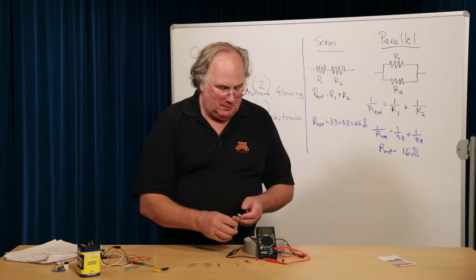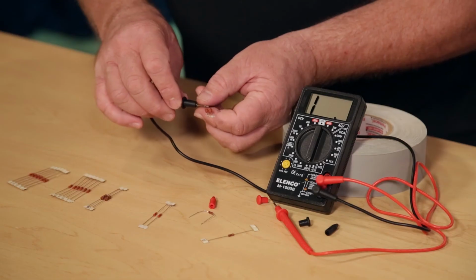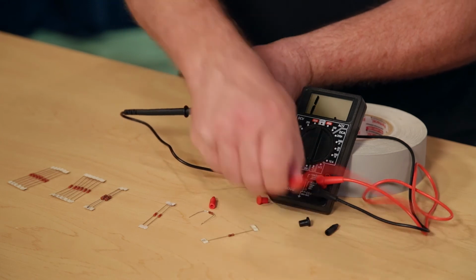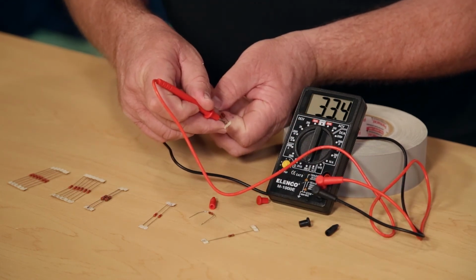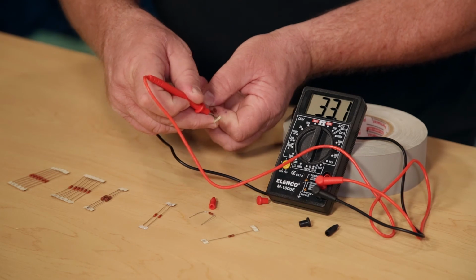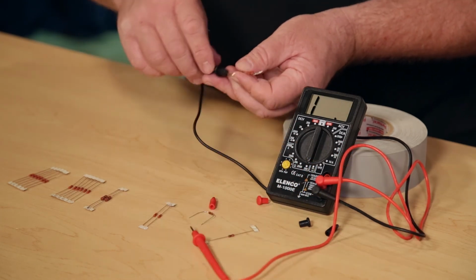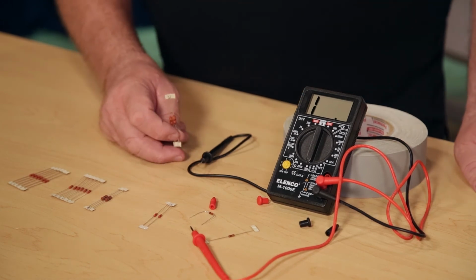If the numbers are not clear, you can measure them with the meter. You just put a probe on either side and it will tell you. Right now it's telling me this particular resistor is 33 ohms, which is about what it says on the card. It says 32 on the cards, near enough.